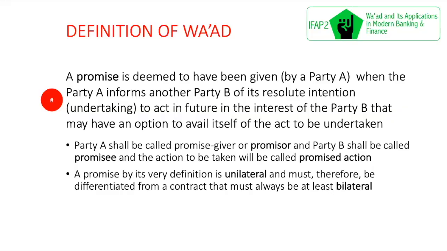So a promise is deemed to have been given by a party A when the party A informs another party B of its resolute intention, undertaking, to act in future in the interest of the party B that may have an option to avail itself of the act to be undertaken. In very simple terms, it is an undertaking to do something in future and informing another party that this is something I am going to do. And if they are interested in this arrangement, they would have an option.